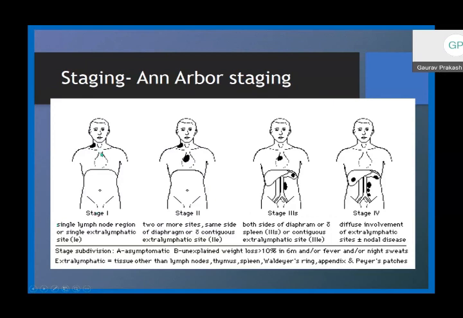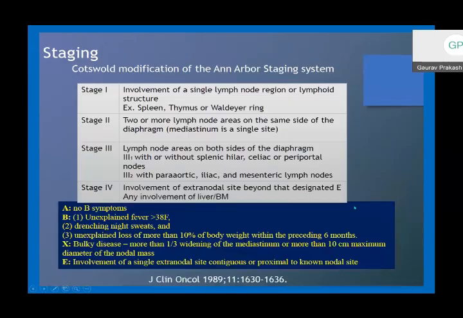Stage 1 is only one side of the diaphragm, either in the lymph node or in an extralymphatic organ. Stage 2 is at two different sites which are anatomically different. They should not be contiguous, but they should be on one side of the diaphragm. It is stage 2. Stage 3 is across the diaphragm, multiple sites. Stage 4 is specific organs like bone marrow, liver, brain, or disseminated multiple extranodal sites. It makes stage 4.